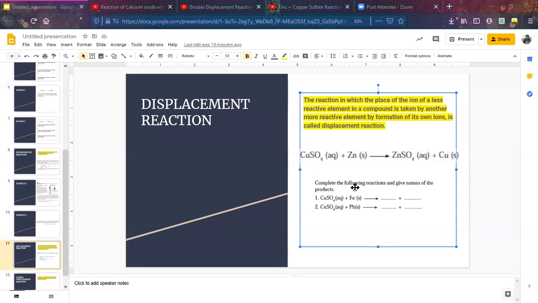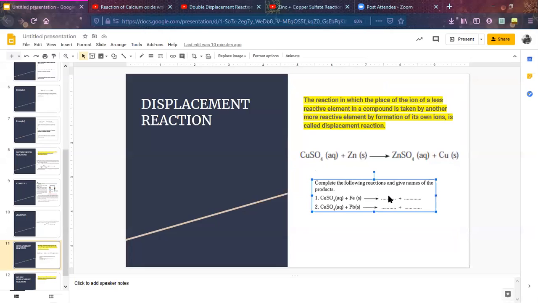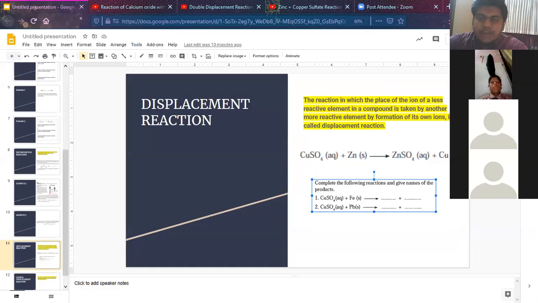So what I am going to ask you to do here is, in your notebook, just write what will be the products here. How will the products come in these two examples? You can write it. I am going to give you 2 minutes to write the products for this question. Complete the following reaction and give names. Don't give names now, just write how the reaction will be. And once you are finished writing, give me a thumbs up so I can ask you.